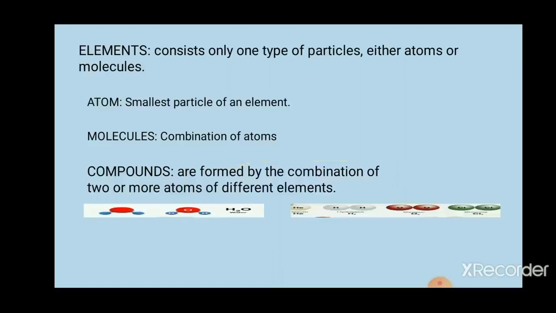Now, you can see one more example on the slide, the water molecule. What is the formula of water? H2O. That means two hydrogen atoms and one oxygen atom are present. Water is formed by atoms of different elements, that is hydrogen and oxygen. Hydrogen is different and oxygen is different. So compounds are formed by the combination of two or more atoms of different elements. I hope you understood the difference between elements, atoms, molecules and compounds.